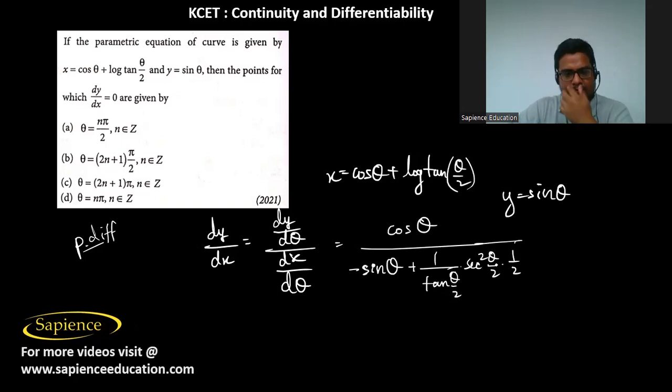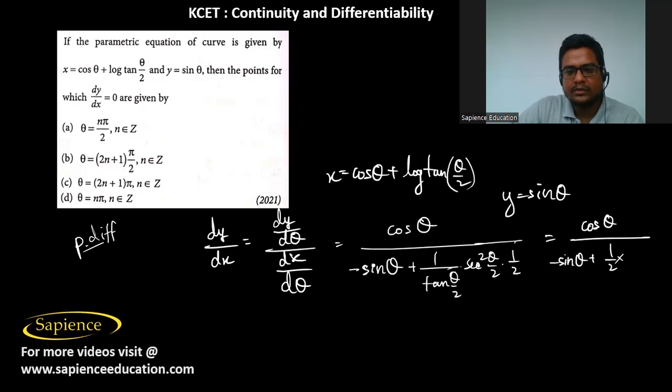So this will be cos theta divided by minus sin theta plus 1 by 2 into, this will be 1 by cos square theta by 2. This will be sin by cos. So this is 1 by sin theta by 2 into, this will be cos theta by 2, which is 2 sin theta by 2 cos theta by 2, which is again sin theta. So which is cos theta by 1 by sin theta minus sin theta.